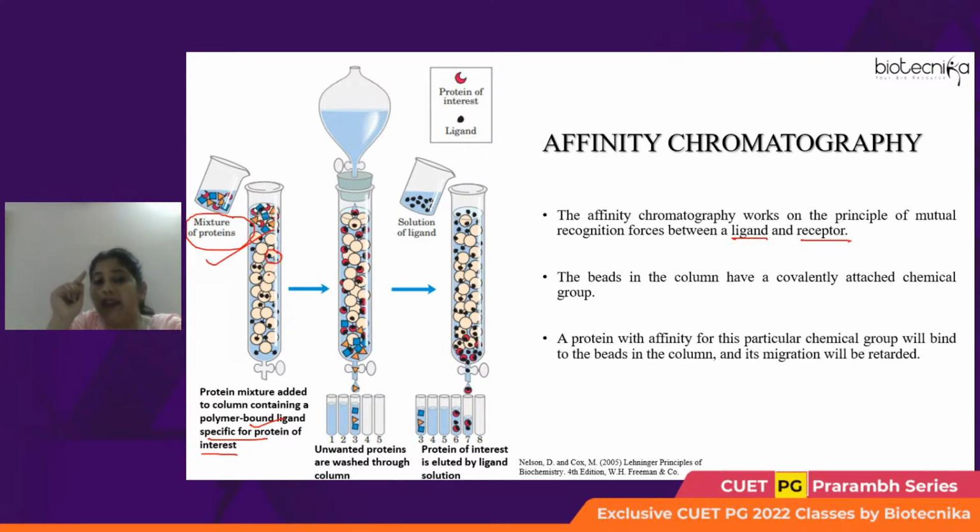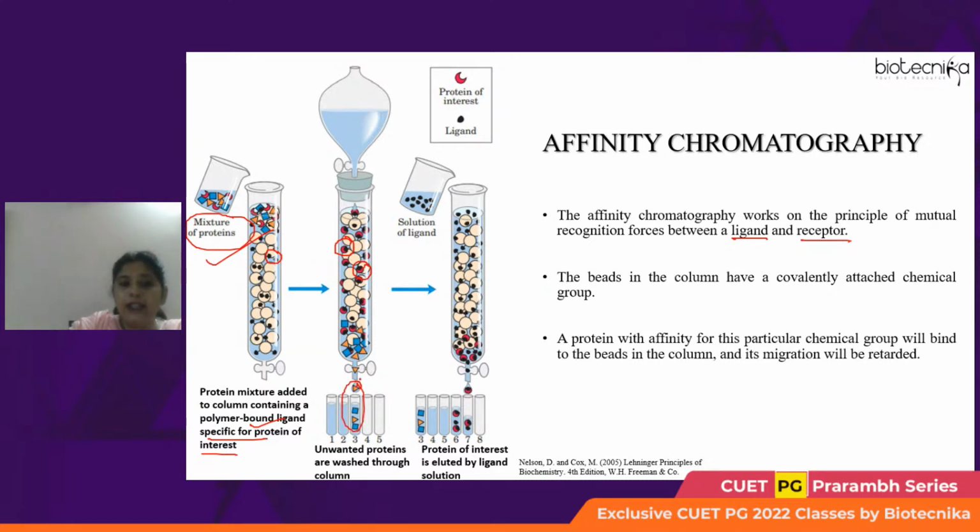That means to use this chromatography technique, you should have knowledge about the structure of your protein of interest, or your analyte of interest, that you want to separate. This is preliminary knowledge you should have before performing this chromatography. Here you can see that the red ones are specifically binding to the ligand and the other ones are eluted. These red ones are our protein of interest.